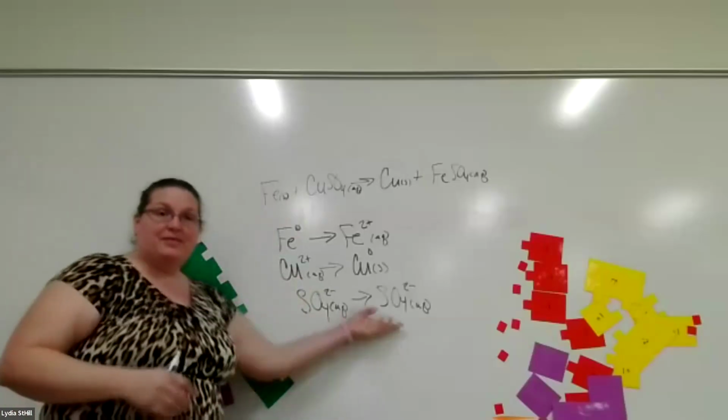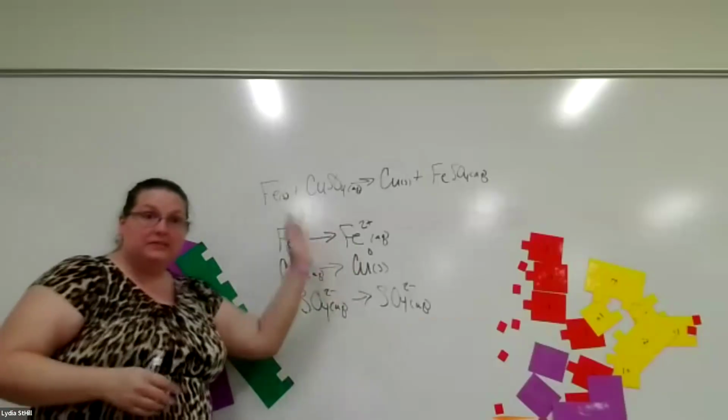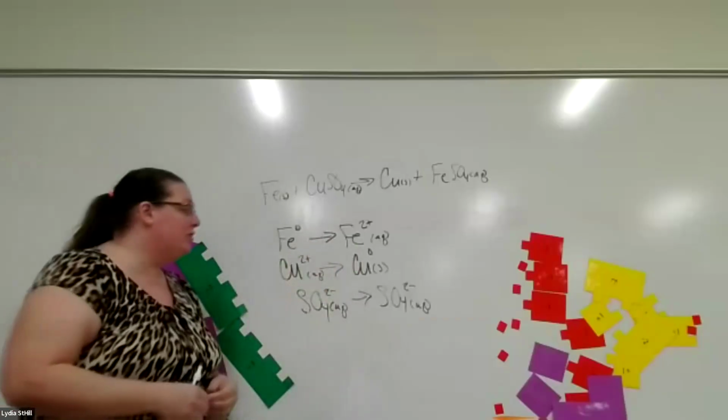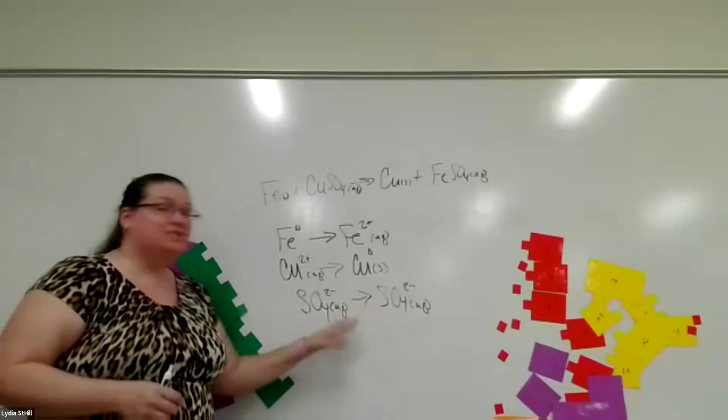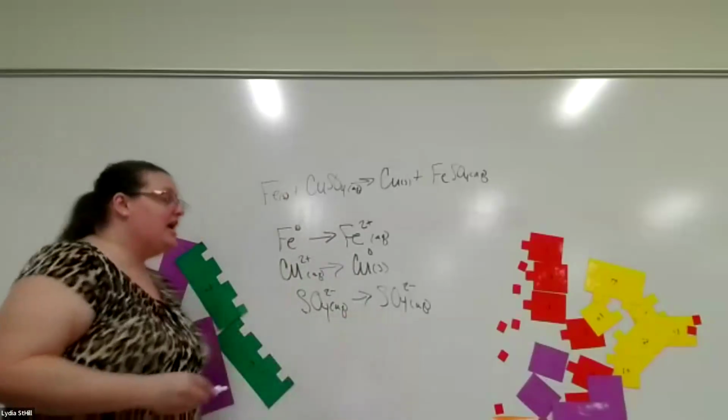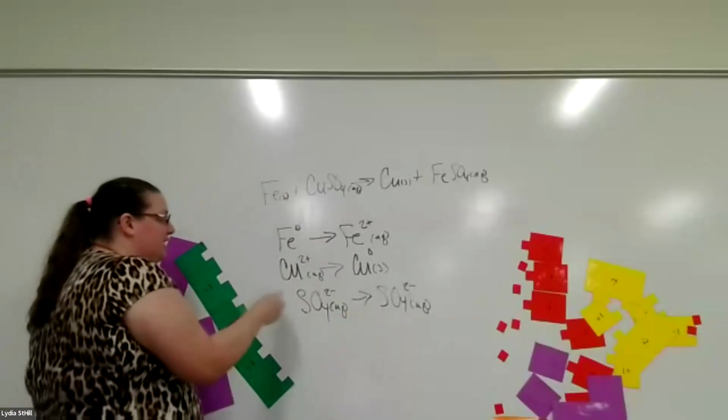And so we have to have the spectators to make sure that everything plays well and does what it's supposed to. So what we're going to look at here is the fact that we do see that sulfate stays the same. And so this is known as a spectator ion.